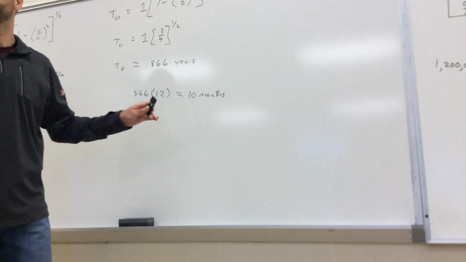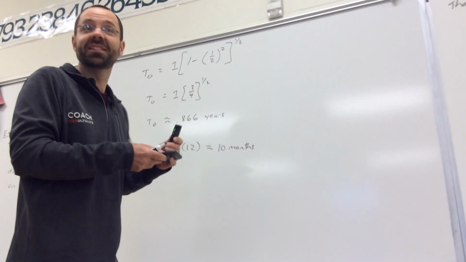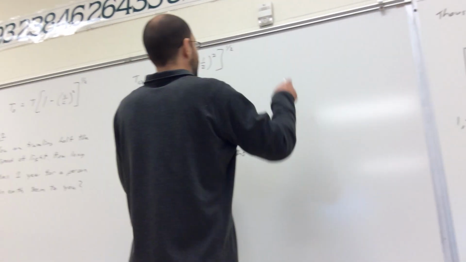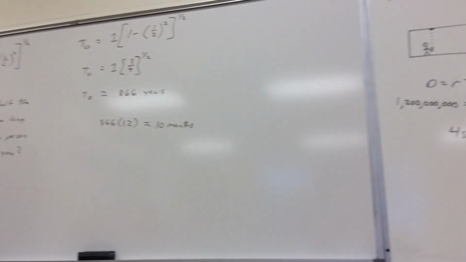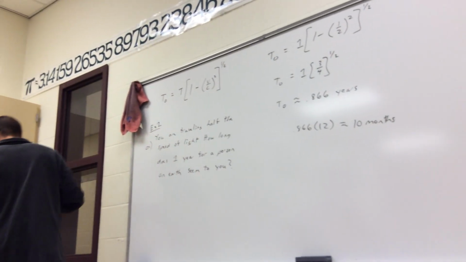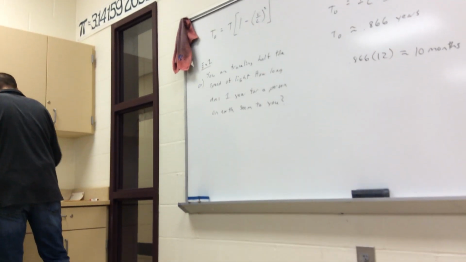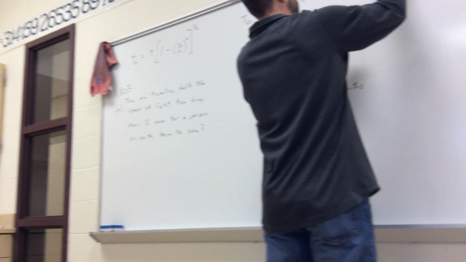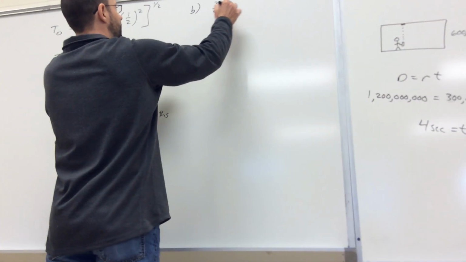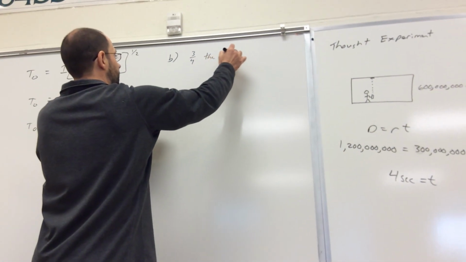How do birthdays work then? Yeah, it gets complicated, doesn't it? They didn't get their Christmas presents, and so let's say you're traveling 3/4 the speed of light. So this is part B. Let's say instead you're traveling 3/4 the speed of light.